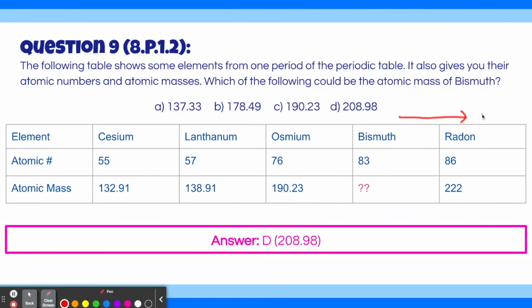Here, the question is asking about atomic mass. If you look at the atomic masses of the elements in the table, they increase as we go from left to right. This is another pattern. Based on this, you know that the atomic mass of bismuth is less than that of radon, but more than that of osmium, because as it goes left to right, it increases. The only option that fits that criteria is D.